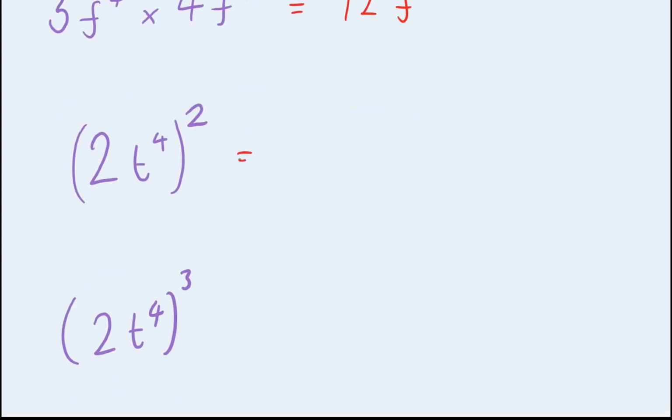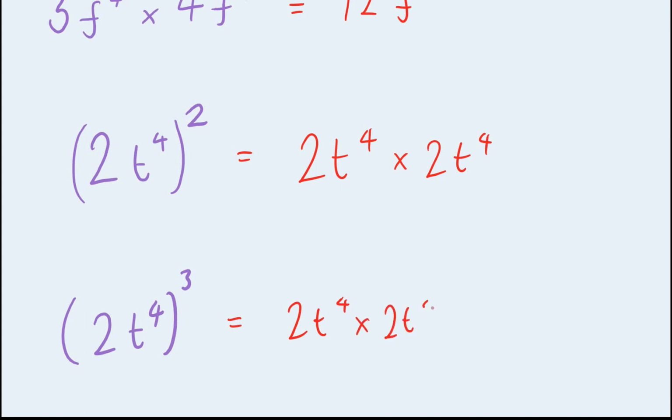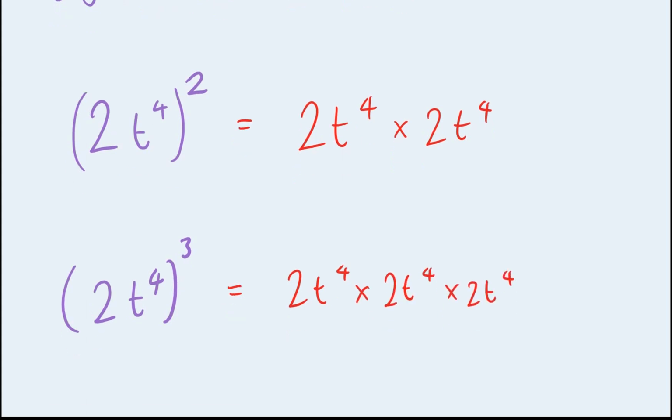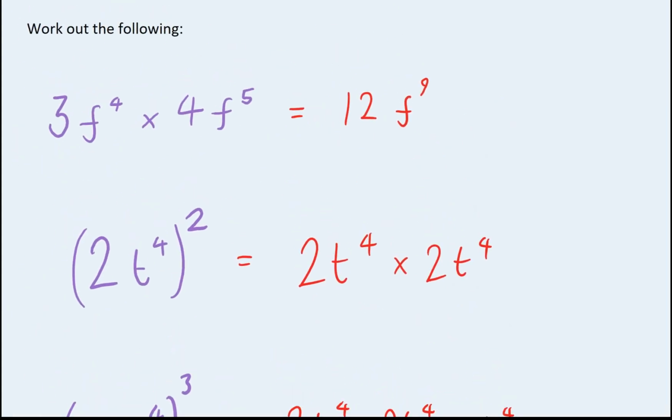Okay, that takes us to a couple of awkward ones. When solving both of these, there's a few rules you can use, but they can kind of confuse you. What I'd say is just remember, actually, what does squared and cubed mean? So squared means times by itself, so 2t to the 4 times 2t to the 4, and cubed means times by itself 3 times. So same thing again, but I've got 3 lots of 2t to the 4. And then we work it out the exact same way we did for this question here.